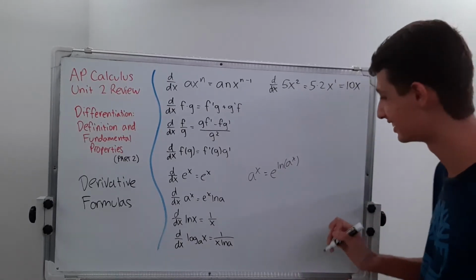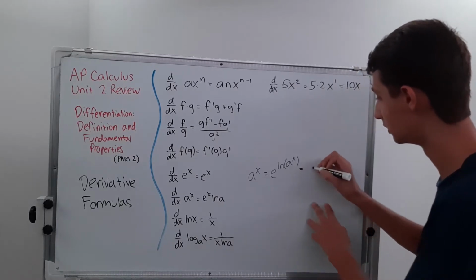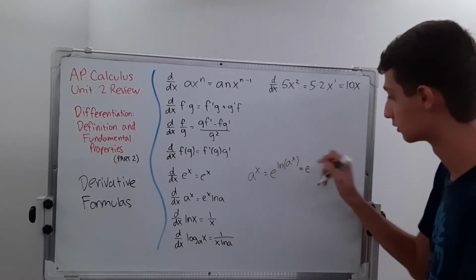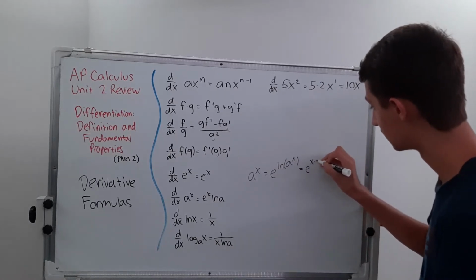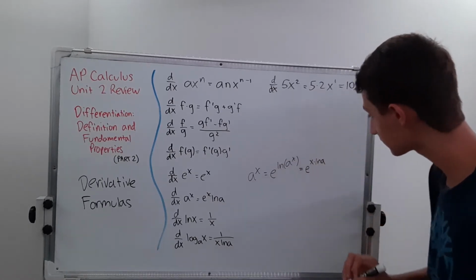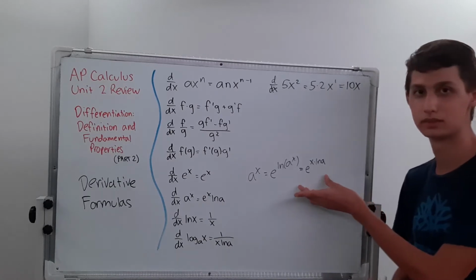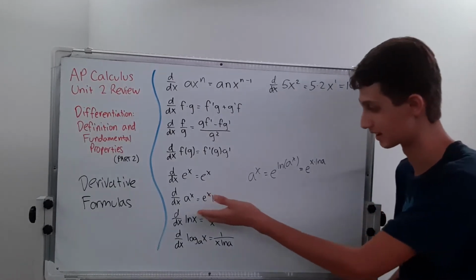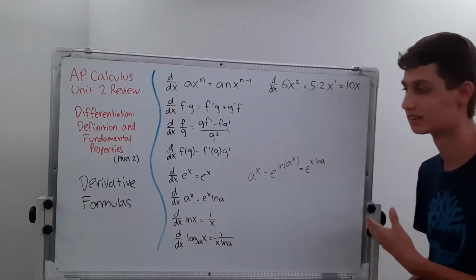Isn't that like redundant? Well, here, look, because what you can do is you can move this x to the front. We have e to the x times ln of a. Okay, well, we didn't study this derivative. We just know what e to the x is. We don't know what e to the x ln a is.